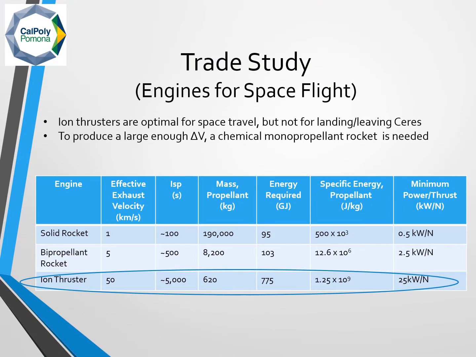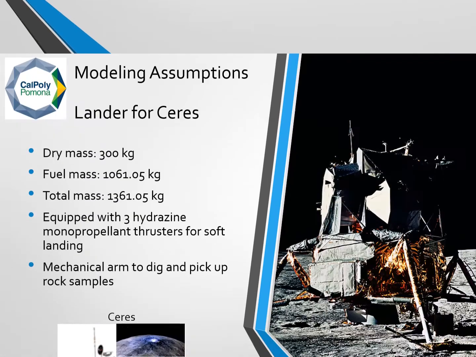Although ion thrusters are optimal for space travel, they cannot produce a large enough change in velocity when the spacecraft must slow down while arriving and leaving Ceres. In order to give the spacecraft the boost it needs, a chemical monopropellant rocket thruster will also be installed.